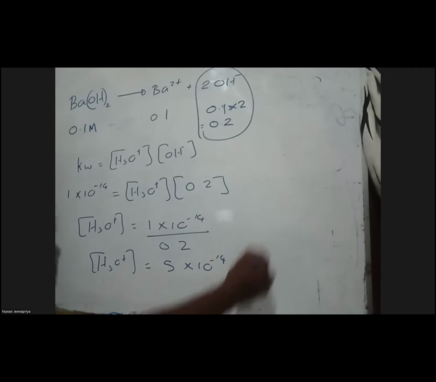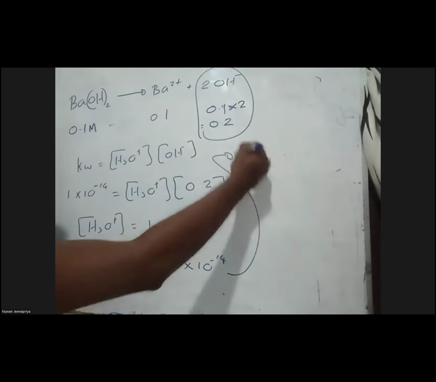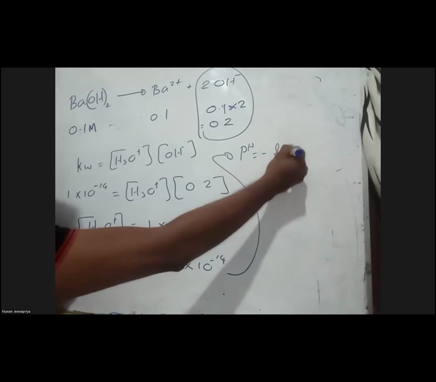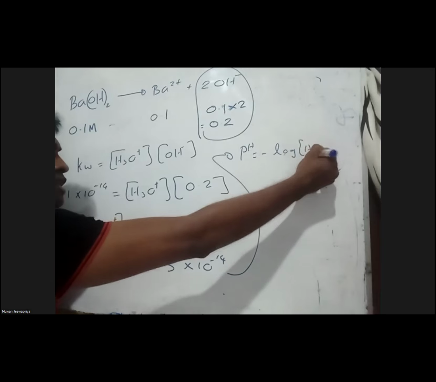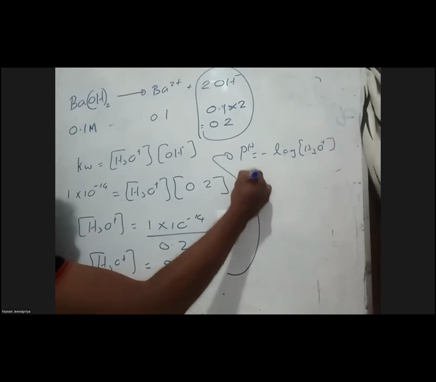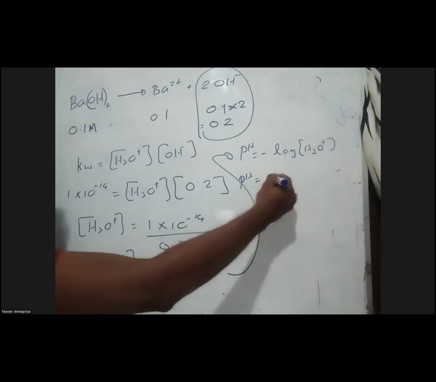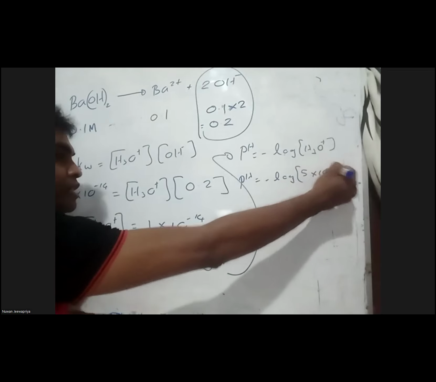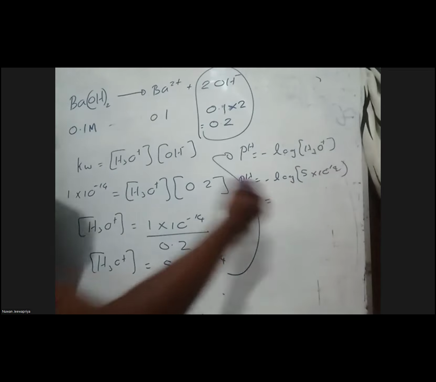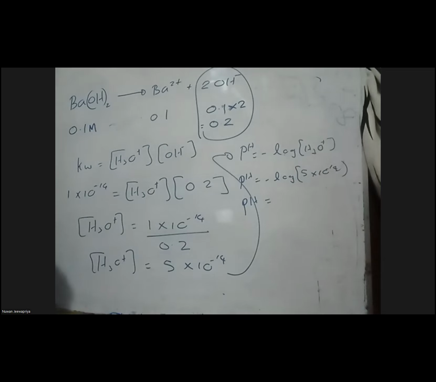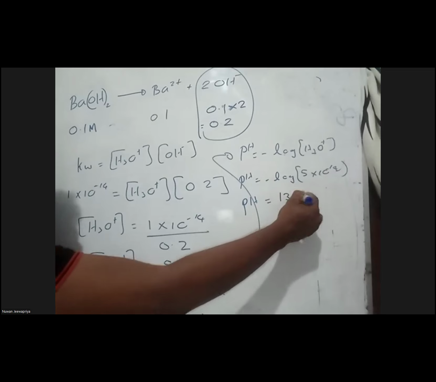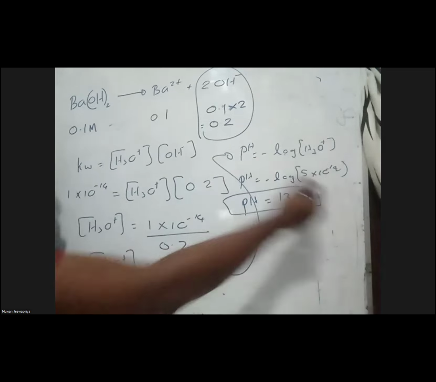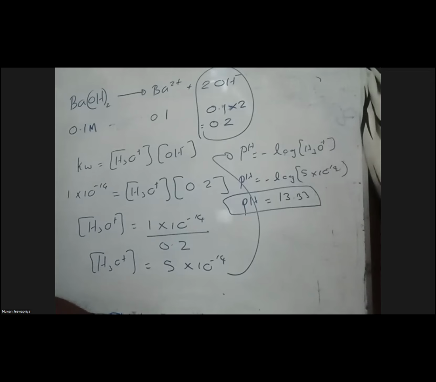Now you know the H3O plus concentration, so why can't you find the pH? pH is equal to minus log H3O plus concentration. The H3O plus concentration is 5 times 10 to the power minus 14. So pH is equal to 13.33, and that is the answer.